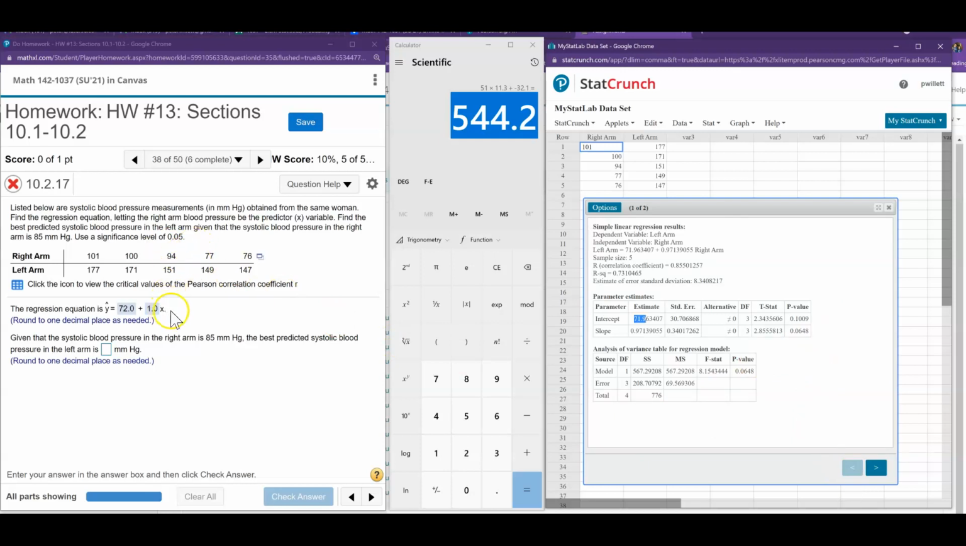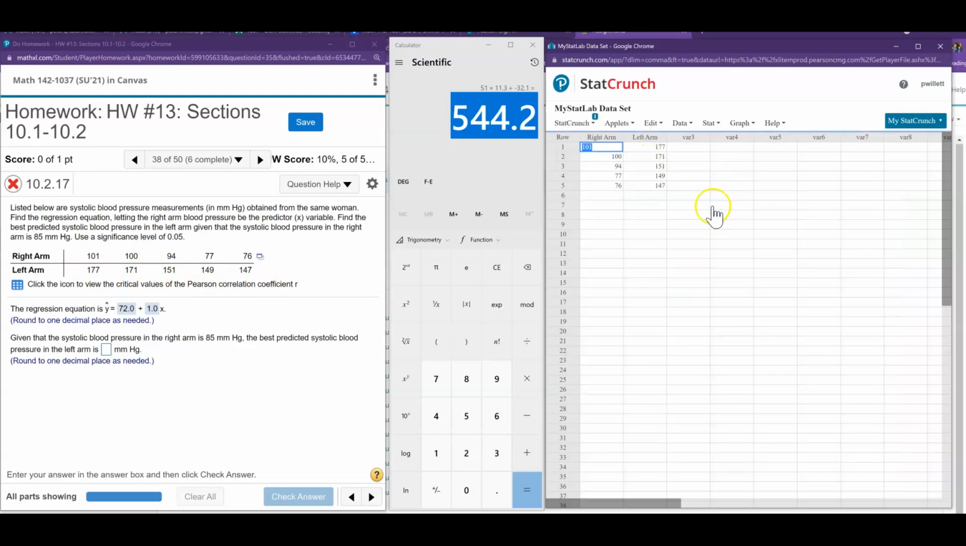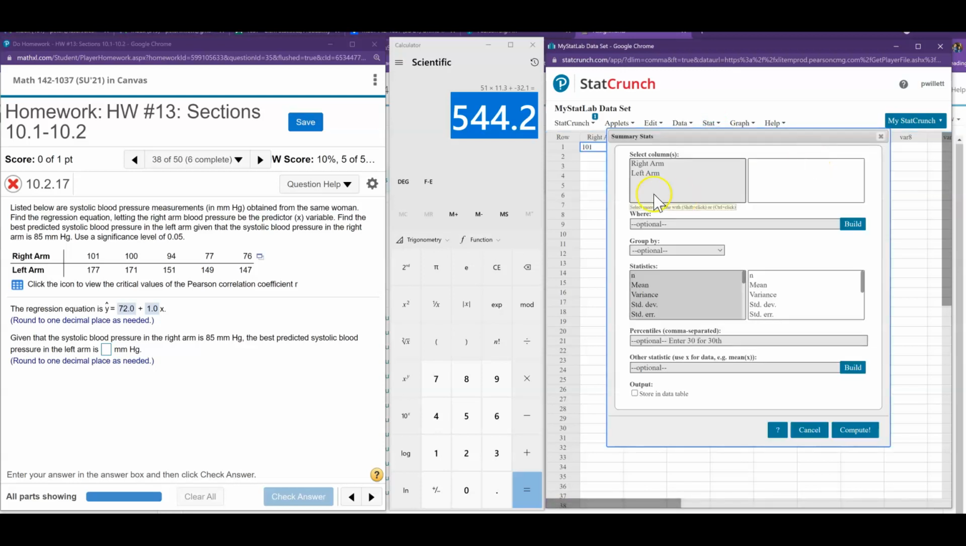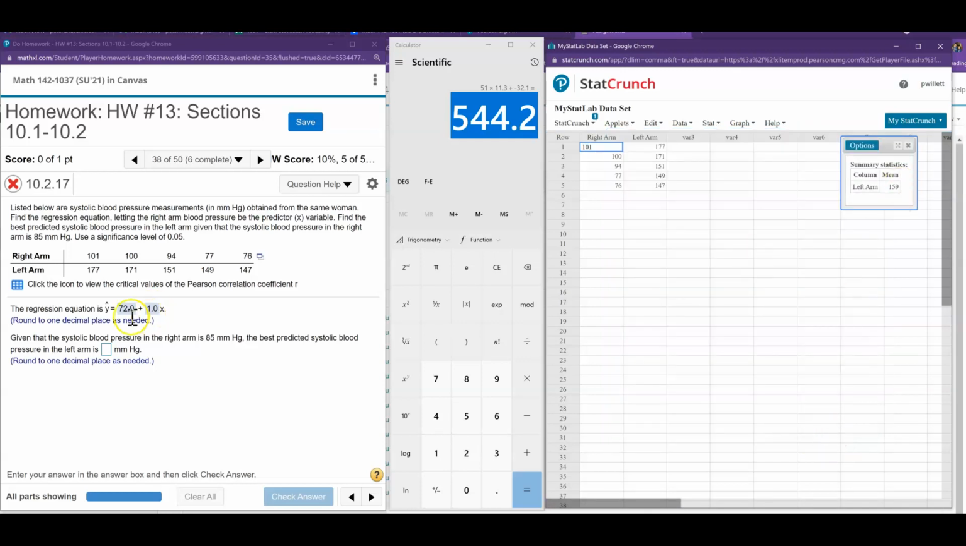So what do we do if we scrap this linear equation model? If that's a bad model, then the book says instead, if you're not going to use that, just use the average value as a predictor. So if I'm trying to predict the left arm value and I'm just ignoring the right arm value, I want to get the average of these left arm values. So I'm going to toss this out. And to get the average of the left arm values, I would go to Stat, Summary Stats by column. And I would choose the left arm and say, well, what's the mean? And I get 159. So I'd say using that, I'm going to predict 159.